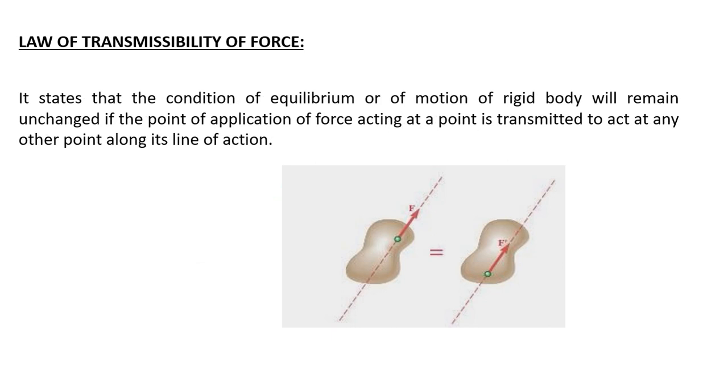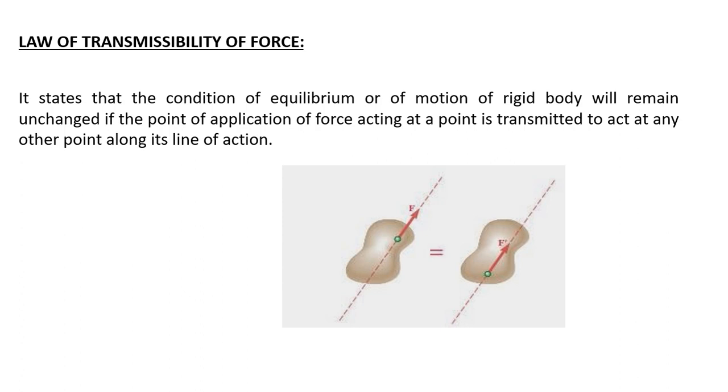Law of transmissibility of force. It states that the condition of equilibrium or of motion of a rigid body will remain unchanged if the point of application of a force acting at a point is transmitted to act at any other point along its line of action.